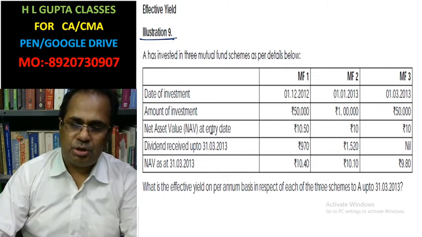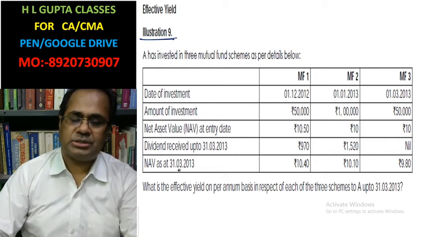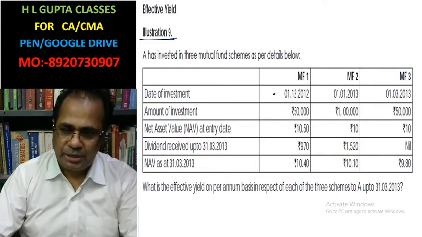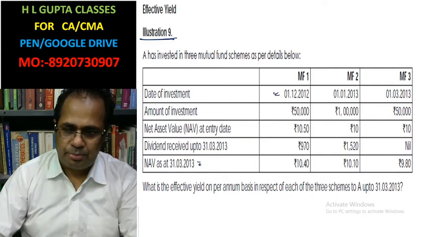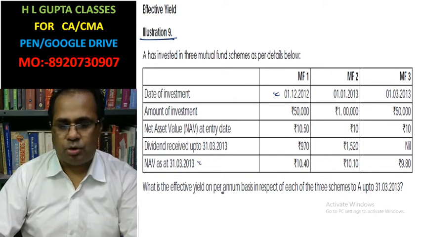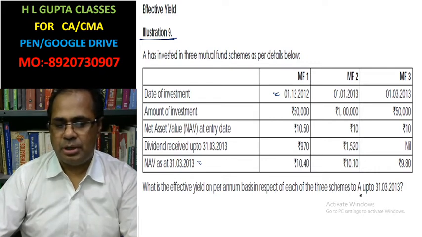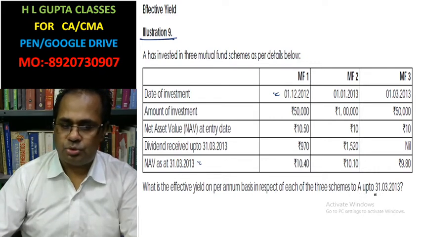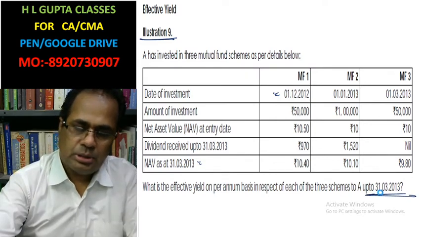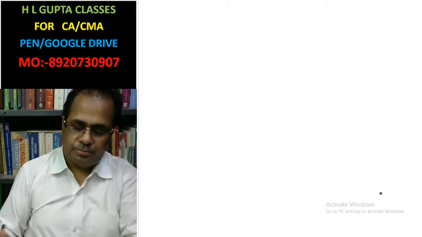Net assets value at entry time. Dividend received, this much amount. Net assets value on 31/03/2013. It means from this point to this point you have to calculate the return. What is the effective yield on a per annum basis in respect of each of the three schemes to A? This is a very simple question, you just have to put the time period here.